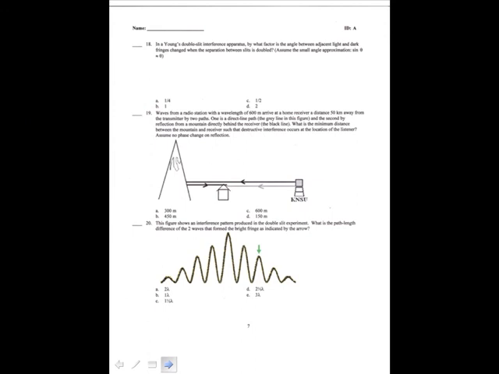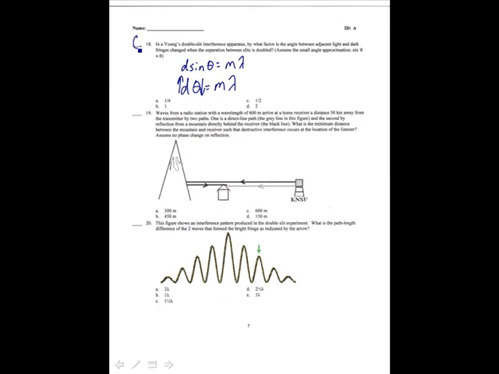In a Young's double slit apparatus, by what factor is the angle between adjacent light and dark fringes changed when the separation between the slits is doubled? You assume the small angle approximation, that is that sine theta equals theta. Well, for a double slit, we say d sine theta equals m lambda, but we're making this approximation that sine theta is equal to theta, so d theta equals m lambda. If we double the slit width, d, then that's going to halve the angle. So the answer is C, 1/2.